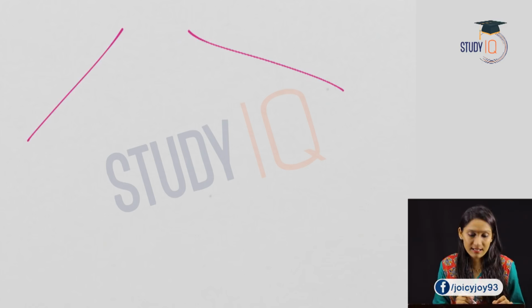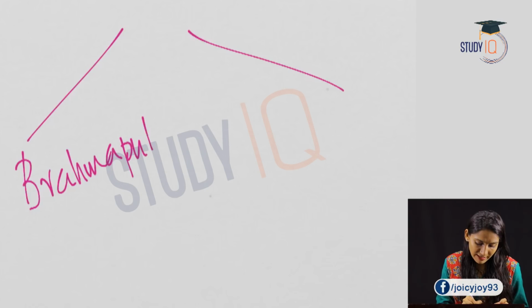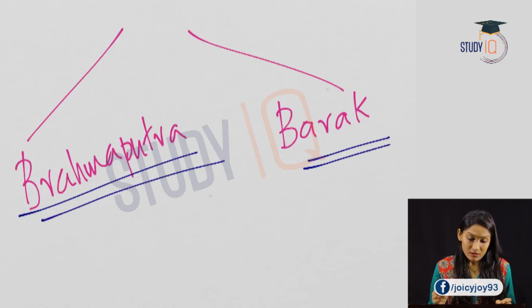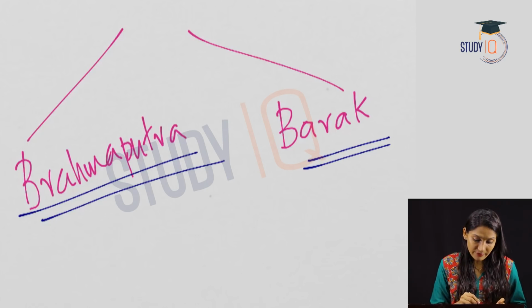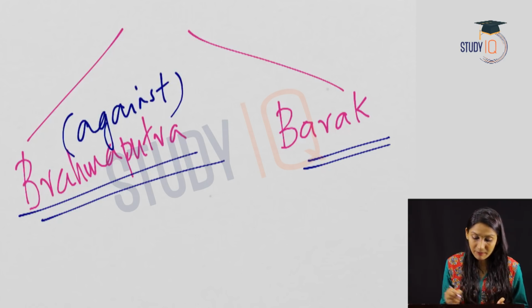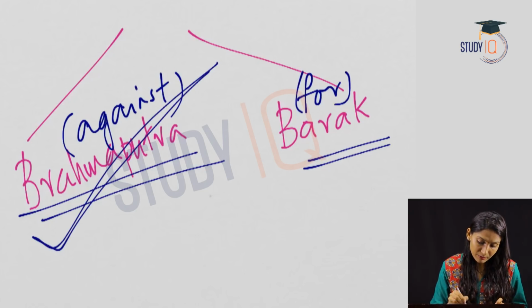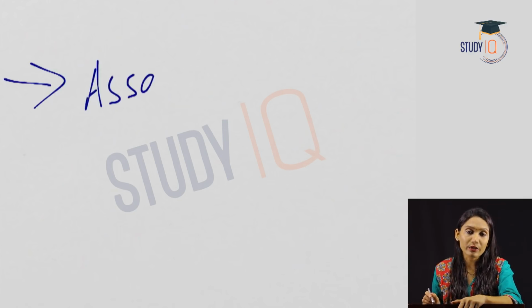We said that there were 2 groups, one for the bill and one against the bill. Who are these groups? One is the residents of Brahmaputra Valley and the second group, the residents of Barak Valley. The Brahmaputra Valley people were against the bill and Barak Valley people were for the bill. So first, let us see the Brahmaputra Valley. The people living in the Brahmaputra Valley said that they cannot accommodate any more migrants. What is the reason they said? They said that this is against the Assam Accord.